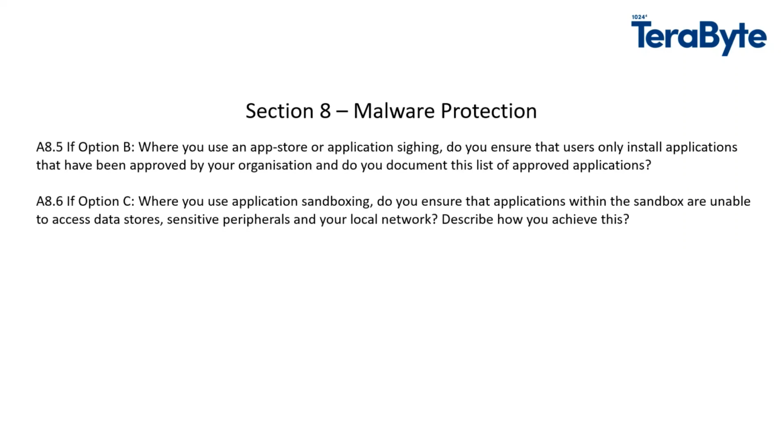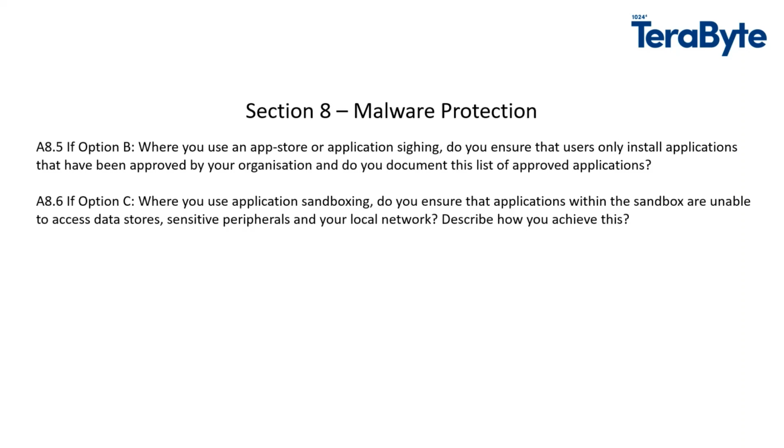A85, again, if it's option B, where you use an app store or an application signing, do you ensure that users only install applications that have been approved by your organization, and do you document this list of approved applications? So this is just making sure you know what applications are allowed to be installed on phones or mobile devices and have a list of it. If you have any applications that are installed on there that aren't approved, you should have them taken off. This could be managed by MDM or anything like that.